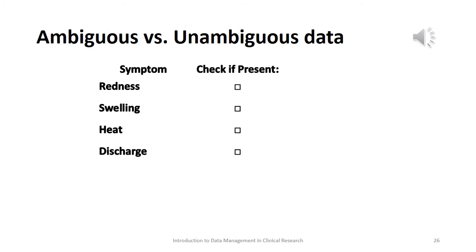Here's an example of a CRF page that at first glance looks pretty normal. However, we'll talk about a few of the issues with it. This would be an example of ambiguous versus unambiguous data. So if we were to see this particular information in a CRF page, we've got the first column there, symptom, we've got redness, swelling, heat, discharge, and then over to the right we have a box that says check if present. So at first glance that looks like it's pretty straightforward. If they don't have any redness, then we wouldn't check that. If they did, then we would.